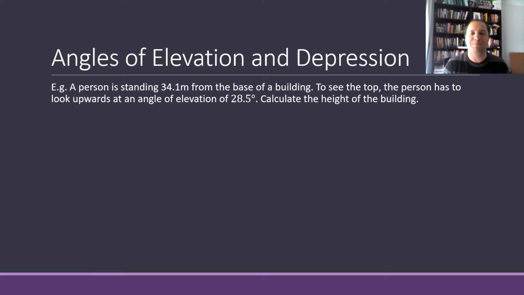Right, so let's apply this to a problem. We've got a person standing 34.1 meters from the base of a building. To see the top, that person has to look upwards at an angle of 28.5 degrees. Calculate the height of the building.